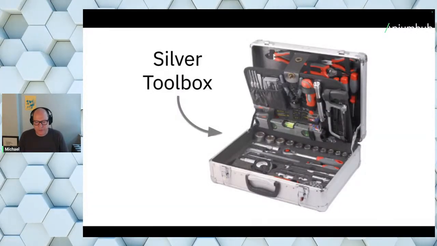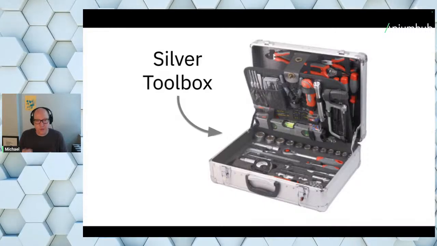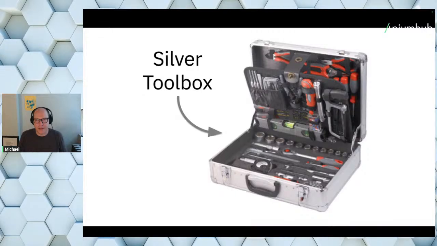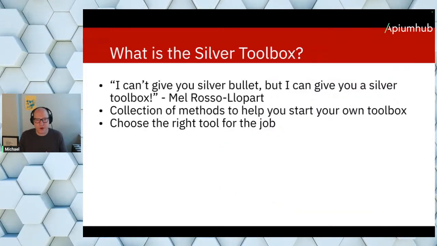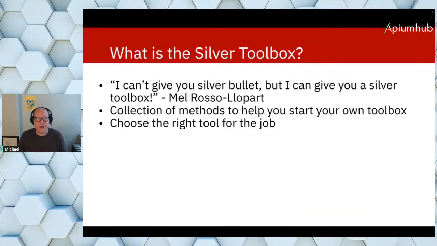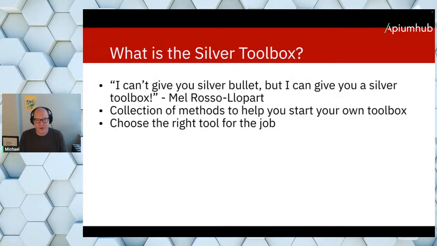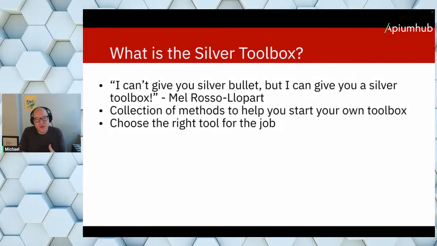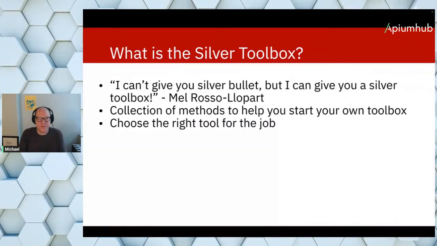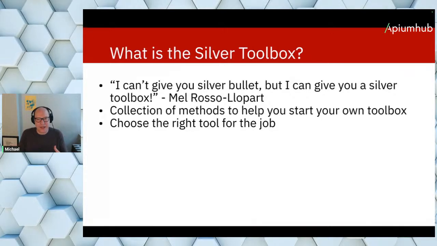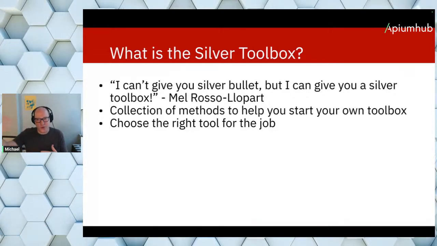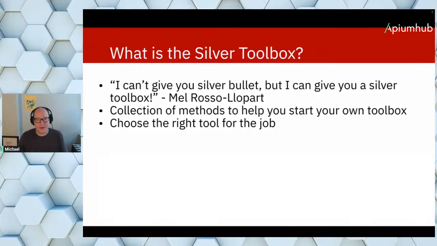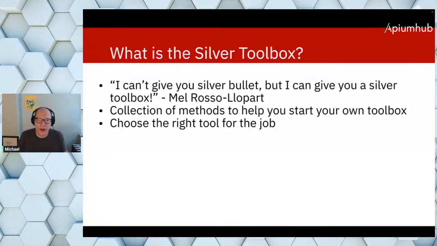The way I've talked about this frequently is as a silver toolbox. This phrase comes from one of my mentors, Mel Rosso-Yopart, that I think sums it up pretty well. He said one day in class, "Hey, I can't give you a silver bullet, but I can give you a silver toolbox, a collection of ideas, a collection of methods that together can perhaps help you gain orders of magnitude improvements in how you're building software." And that's the spirit of what this silver toolbox idea is all about.